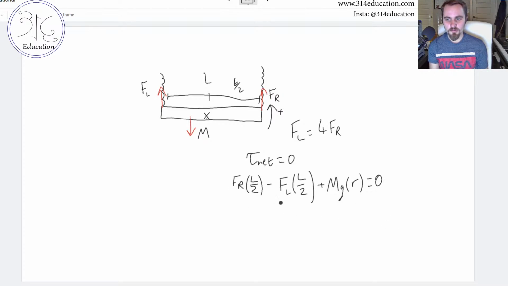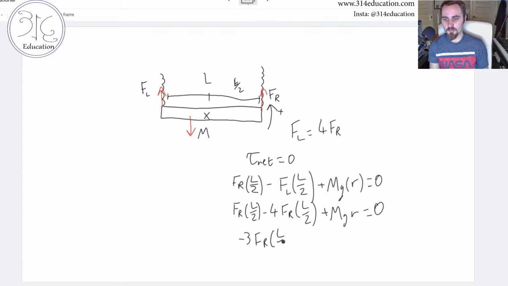Let's see. And so let's combine these terms. FL is equal to 4FR. So we'll have FR times L over 2 minus, plugging in for FL, 4FR, again times L over 2. And now we can combine these terms. We still have the plus mgr, we don't lose that term. So we have a negative 3FR times L over 2, plus our mgr is equal to 0.